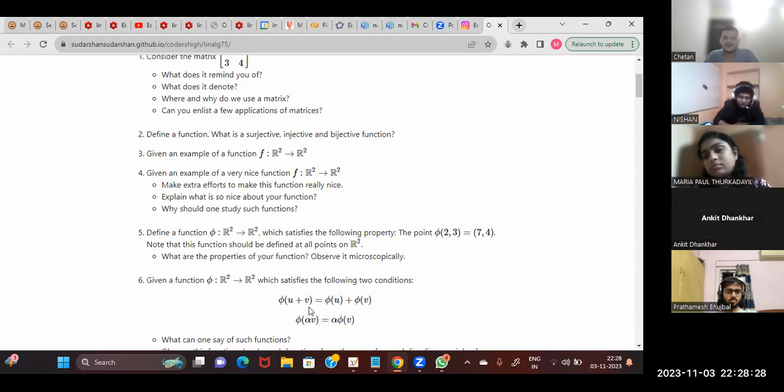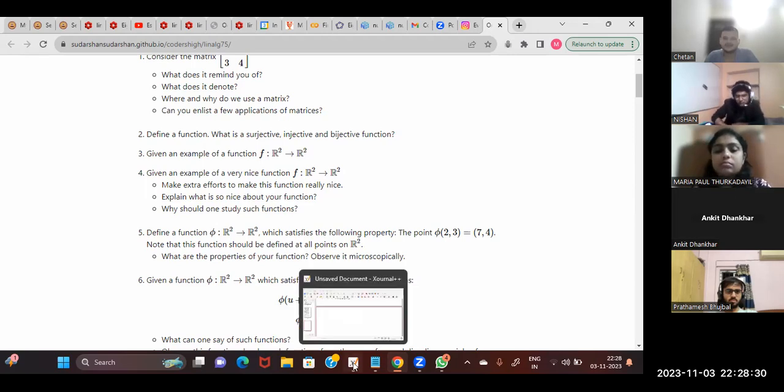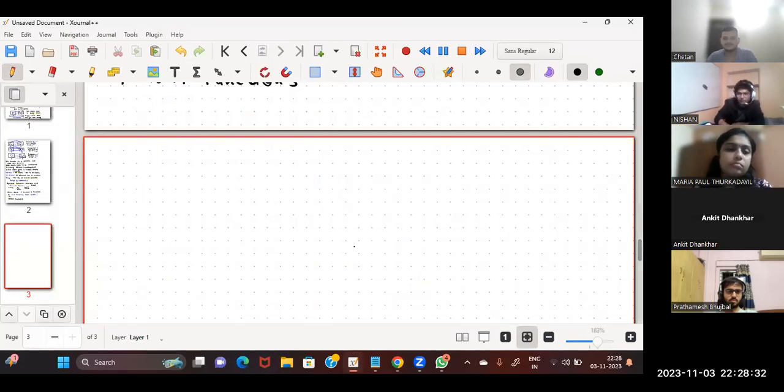First of all, let me ask: what is R1? Can anyone tell me what this notation R means? What does R mean? Real numbers. Perfect, real numbers.